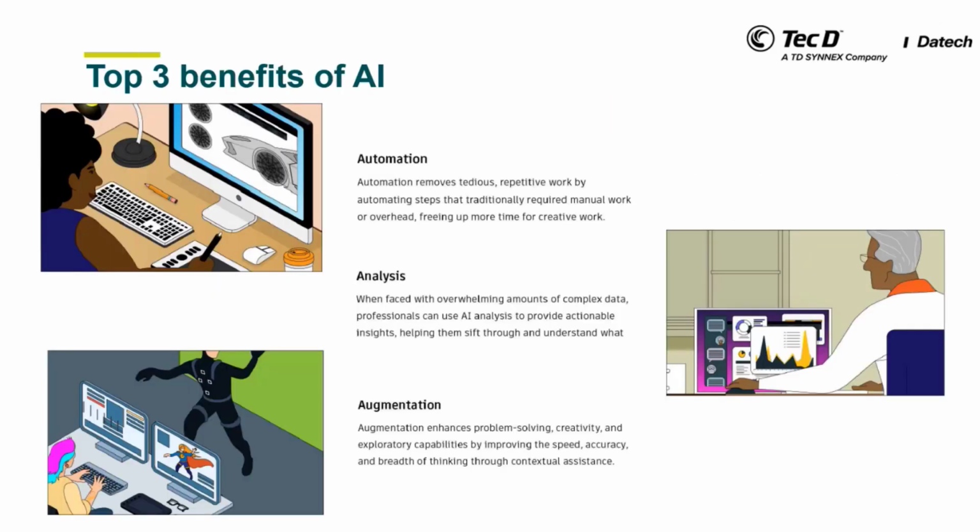The top 3 benefits of AI: automation, the removal of all tedious and repetitive work that we do day by day. Example, very simple: nowadays, I use it quite a lot to check my grammar or to proofread my email writing. I just ask AI, ask ChatGPT or Copilot to check my grammar.